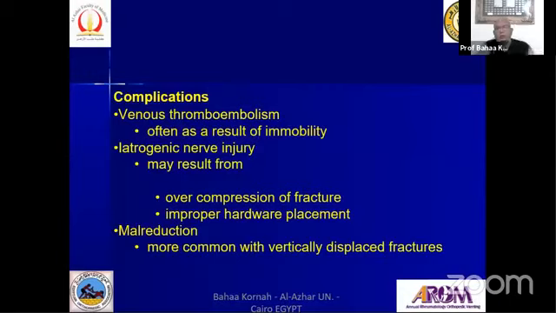Okay. What about the complications of sacral fracture? It is very important to remember that venous thromboembolism is very important, often as a result of embolization. Iatrogenic nerve injury may result from over-compression of the fracture. Improper hardware placement can lead to iatrogenic nerve injury. Malreduction is more common with vertical displacement fractures.